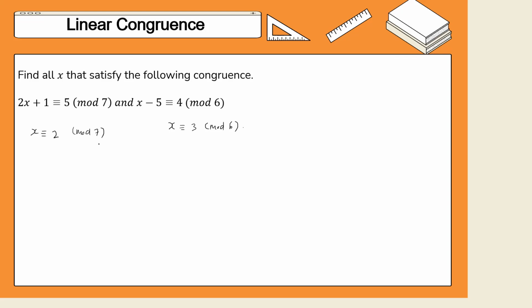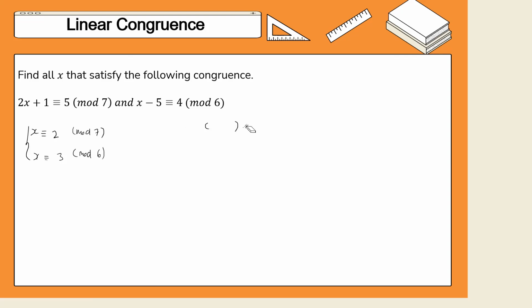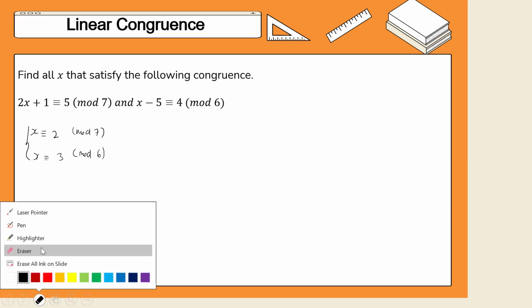Now, what x satisfies both? What do you think? 9? How do you get 9? 9 modulo what? Yes, just 9, because 9 works for modulo 7 and 9 works for modulo 6. Hold on. Here, we have a system like this. Find x that satisfies both.